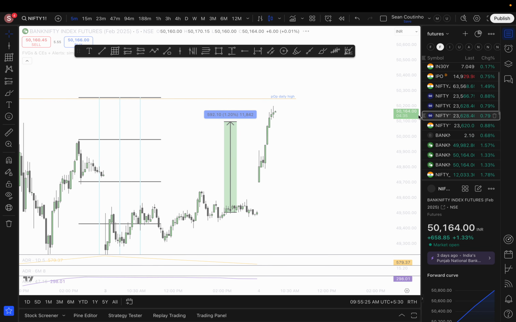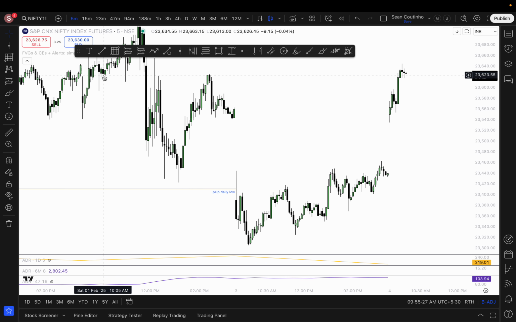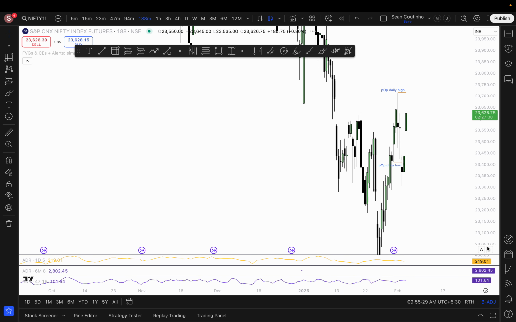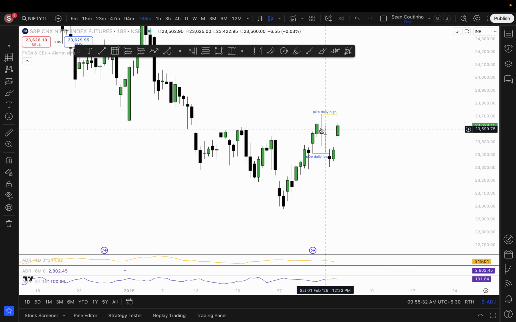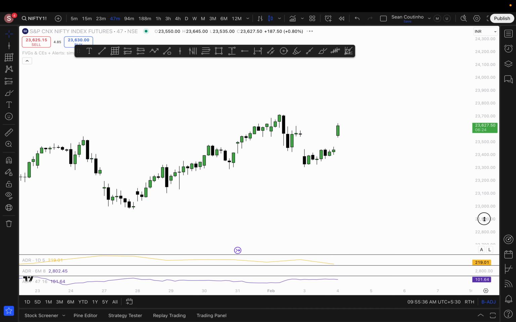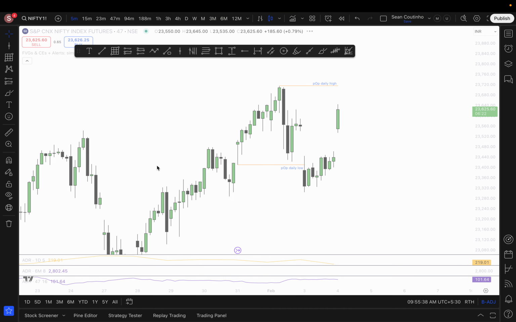Okay, I can show you more setups. Yesterday this kind of setup actually worked. Okay, as you can see here, you can see the 100 minute down. Okay, but again, I won't call this a good setup here.